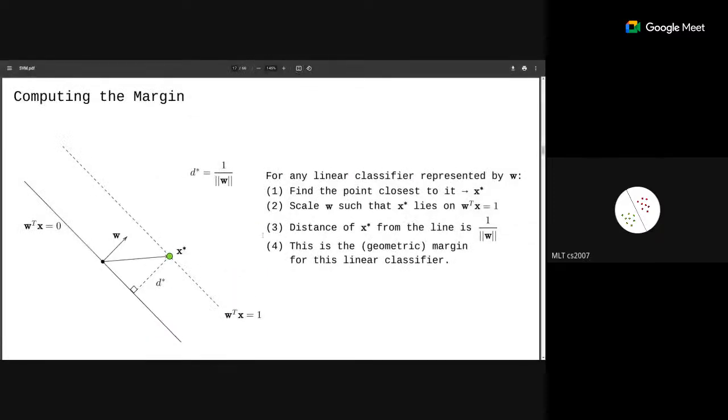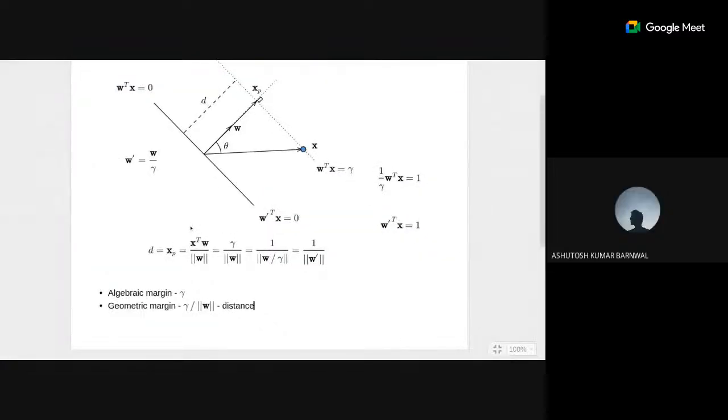Okay, so is there any other question on how we arrived at this notion of the distance? Can you go back to the picture you were showing again, please? So here the D is gamma by norm W. I understood that, but where is gamma in that geometry part? I can see D, but which distance are you calling gamma?